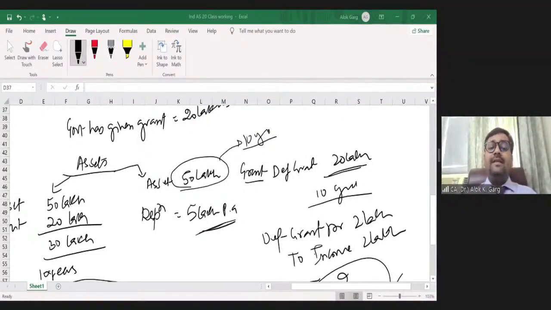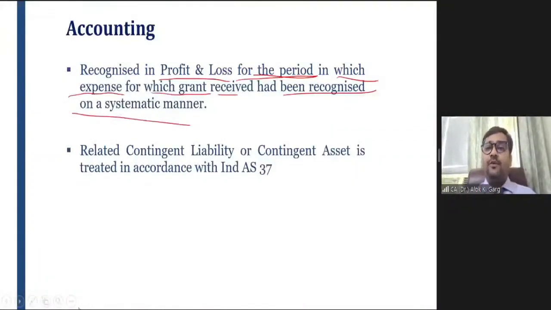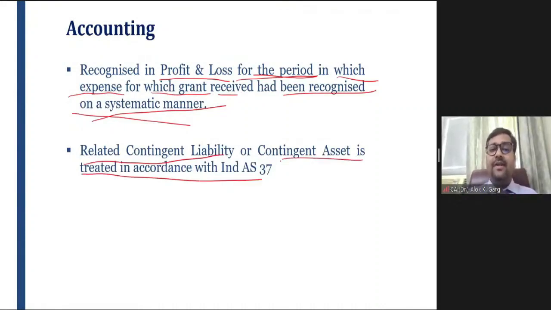So the standard says that grant is recognized in profit and loss for the period in which the expense for which the grant was received has been recognized, in a systematic manner. Related contingent liability or contingent asset is treated in accordance with Ind AS 37. Sir, today we are reasonably assured, but what happens if tomorrow we will not be able to comply? So guys, that is why, till the time the company is not able to comply with the condition in full, the related contingent liability has to be shown in the notes to accounts.